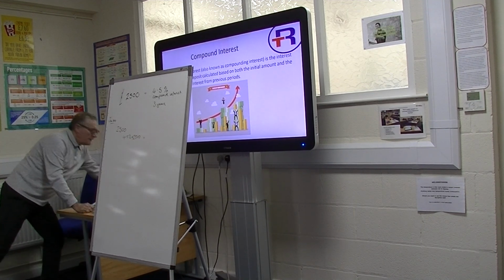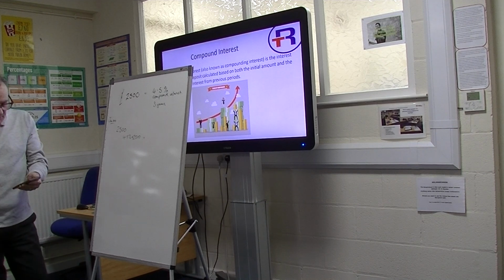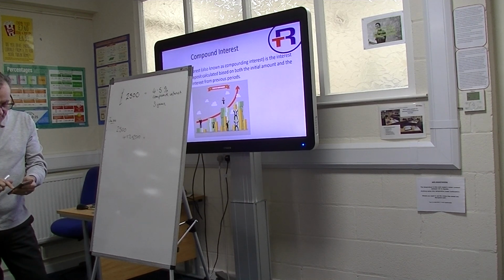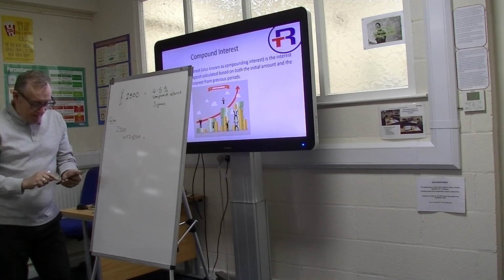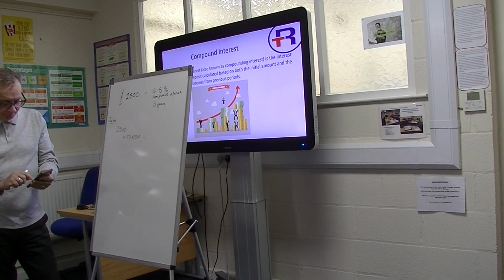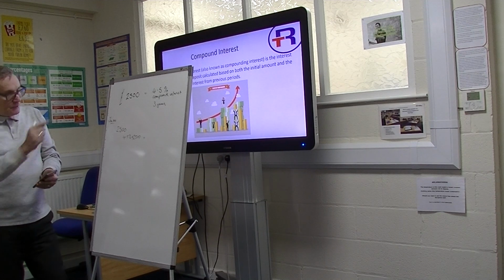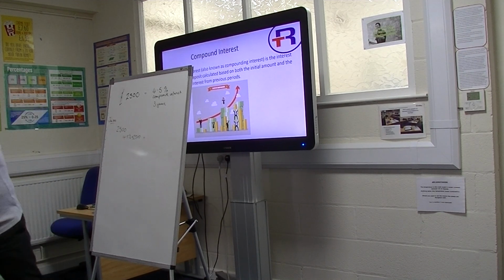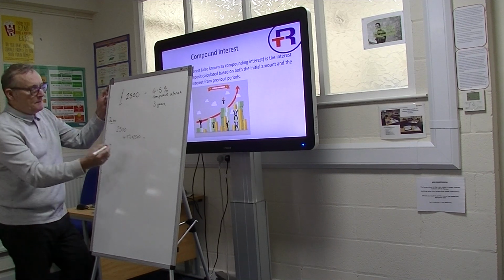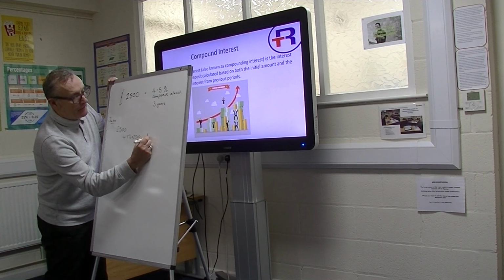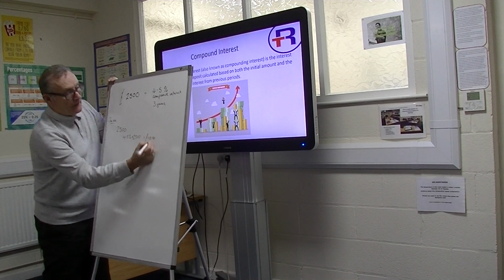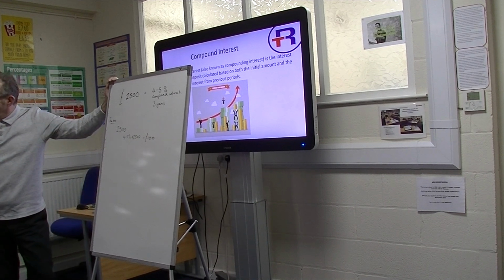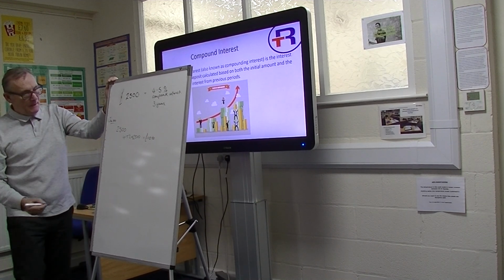Alrighty, so we get our calculator. I'll use my phone for this. And we know how to work this out because we know how to work percentages out. 4.5 divided by 100 times 2,500. So I get £112.50 interest in the first year.